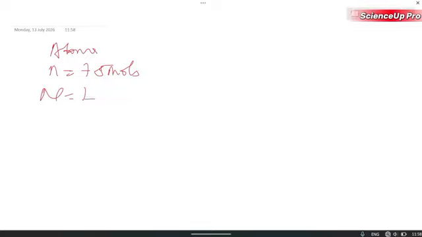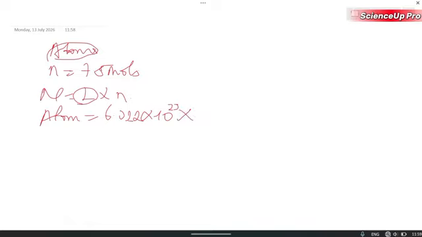Number of particles is equal to Avogadro's number times the number of moles. The number of particles in this case is atoms. So the number of atoms is equal to Avogadro's number, 6.022 times 10 to the power 23, times the number of moles, which has been given as 7.5. Straightforward. You calculate your answer and put it in terms of atoms. That is how you do it.